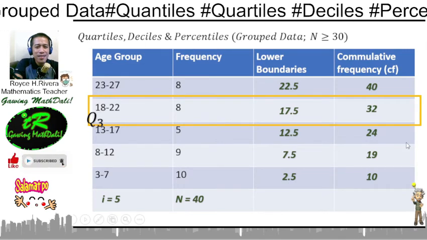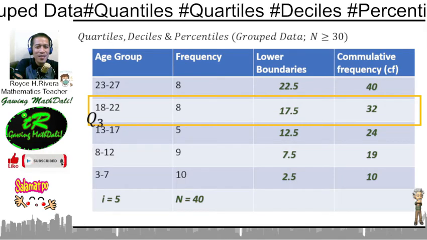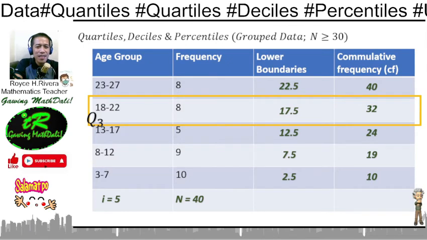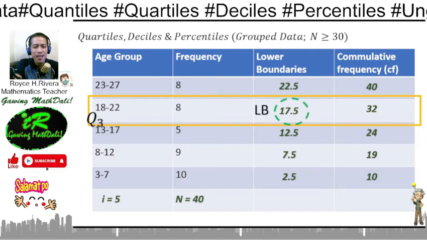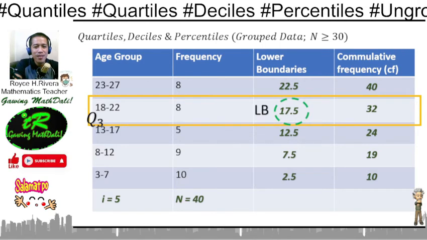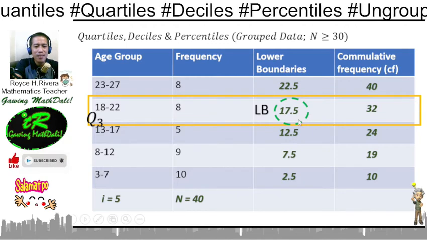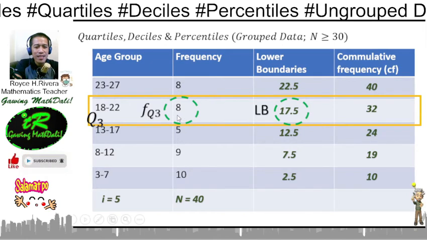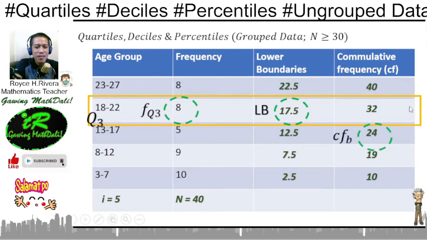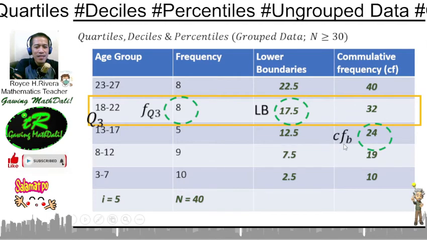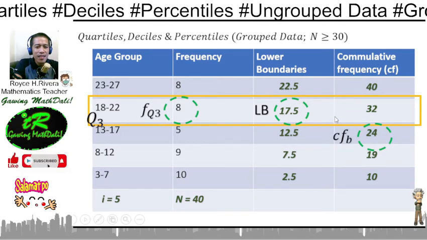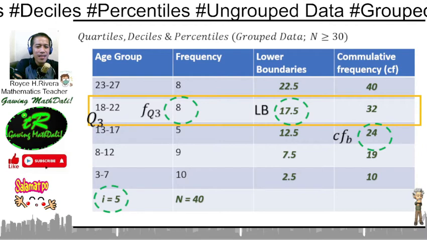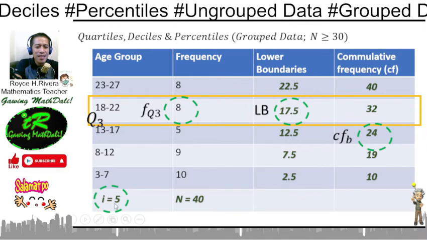We repeat the process. After identifying the location of the 30th data, we get the values of the following. The lower boundary of the age group or class, 17.5. The frequency of the class, which is 8. The cumulative frequency below, in which the 30th data belongs, that is equal to 24. And the interval is 5.